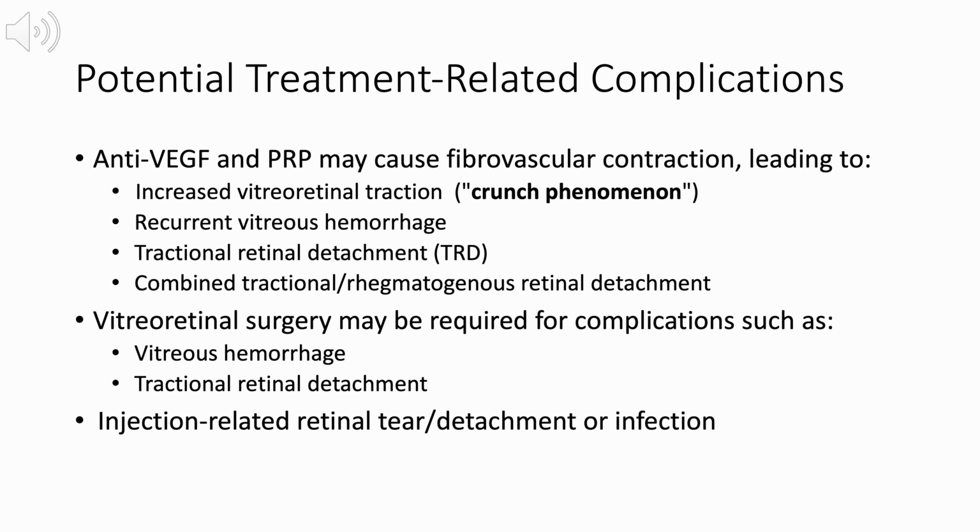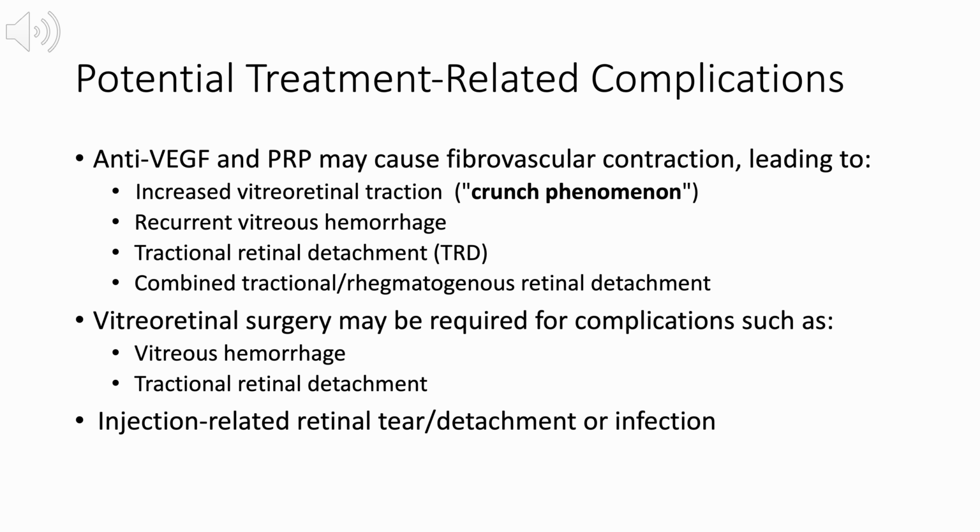Before we compare treatment modalities in detail, let's address the complications that may arise from treatment with anti-VEGF or PRP, the first including contraction of the fibrovascular membrane. Recall from our discussion of the stages of fibrovascular proliferation that fibrous tissue remains tethered to the posterior hyaloid even after the vessels themselves regress. When that fibrovascular tissue contracts, several things can follow. It may cause increased vitreoretinal traction, known as the crunch phenomenon. It may cause recurrent vitreous hemorrhage as contraction pulls on the fragile vessels within the membrane.